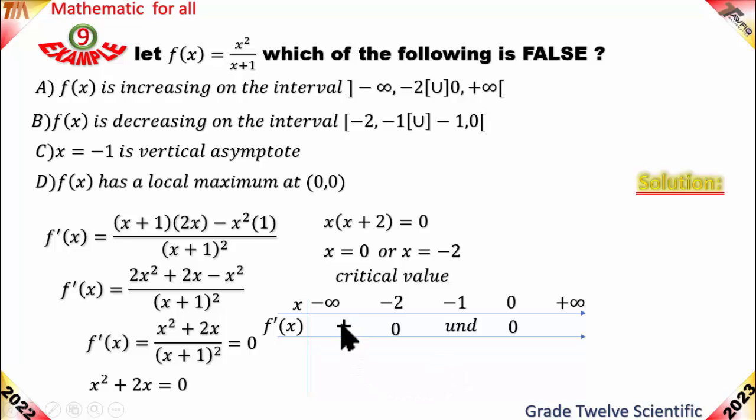So we have positive here, because if we take minus 3, squared is 9, 2 times minus 3 is minus 6, and 9 minus 6 is 3, that means it is positive. That means the function is increasing here, and decreasing here, and decreasing here, and increasing here too. That means the increasing interval is from minus infinity to minus 2 union from 0 to positive infinity, which means the first one is right.